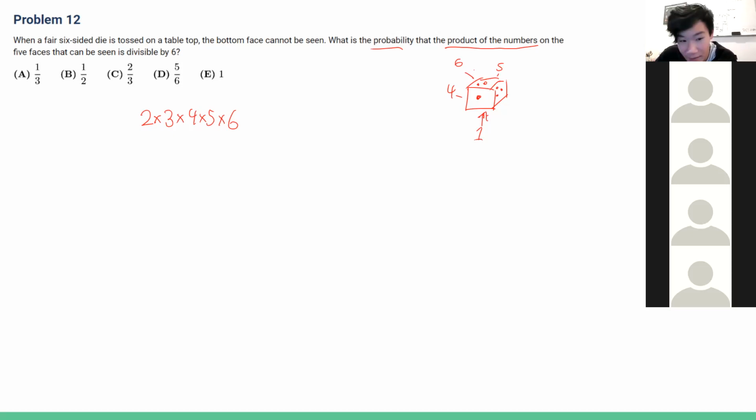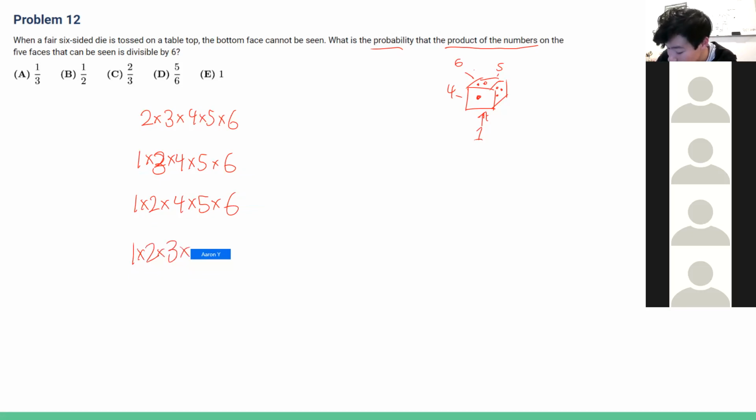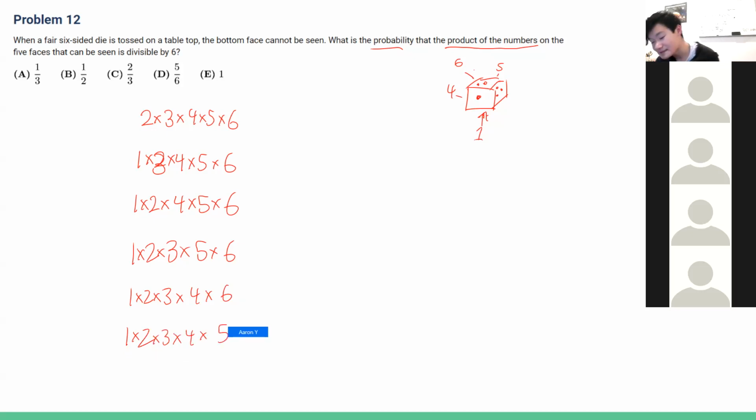Okay, so let's just list out all the other possibilities. If 2 is on the floor, so if 2 is touching the ground and we can't see 2, then the numbers that we can see are 1, 3, 4, 5, and 6. If 3 is on the floor, then what we can see is the other ones other than 3, right? There's no 3 here. And so on. This is if 4 is covered. This is if 5 is covered. And this right here is if 6 is covered.